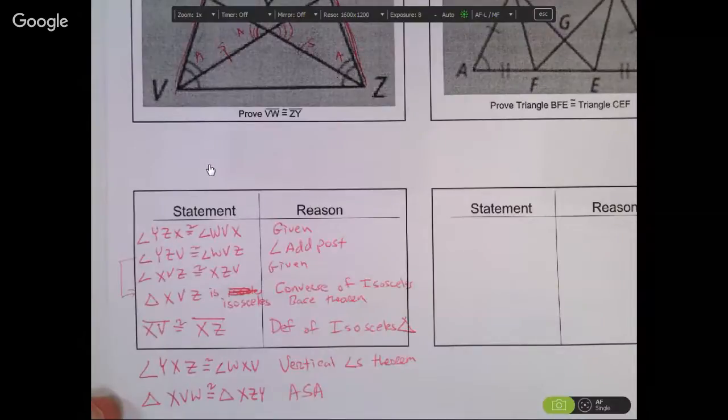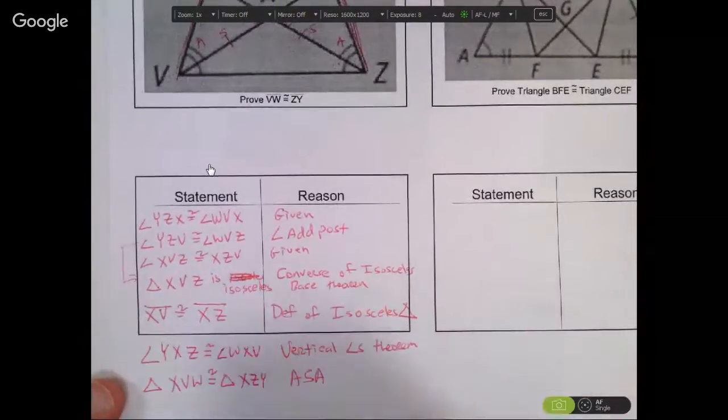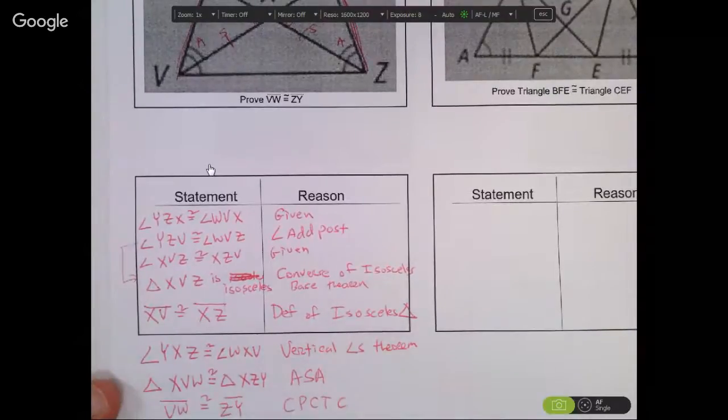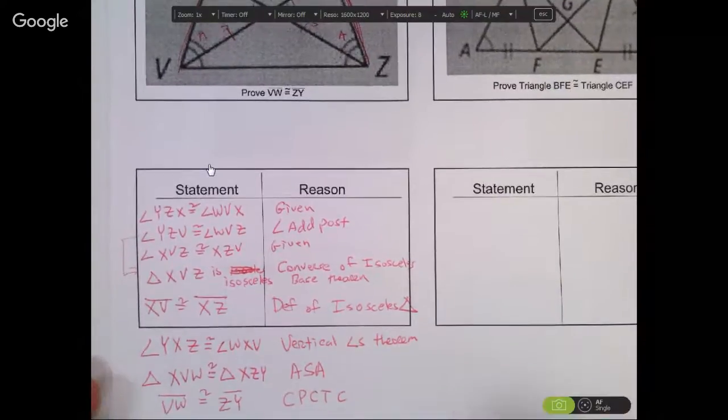And then segment VW is congruent to segment ZY because corresponding parts of congruent triangles are congruent. CPCTC.